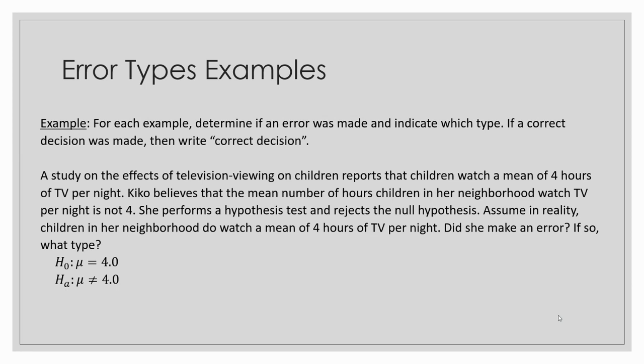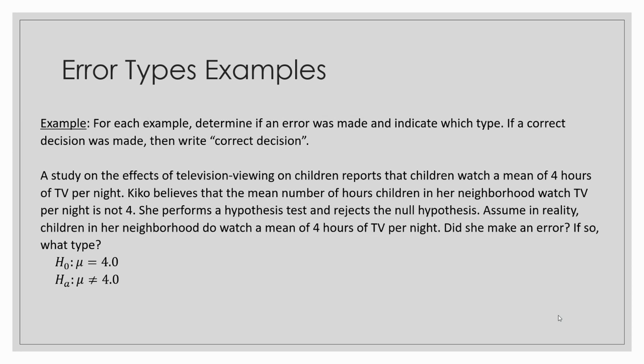Now, she does this hypothesis test, and the decision she comes to is reject the null. This means, just like in the other example, we're supporting the alternative. So that is, the kids are watching not 4 hours of TV. So maybe it's more, maybe it's less. Okay, so there's some difference. It's just not 4. Well, what was reality? Reality was that the kids are watching 4 hours of TV per night.